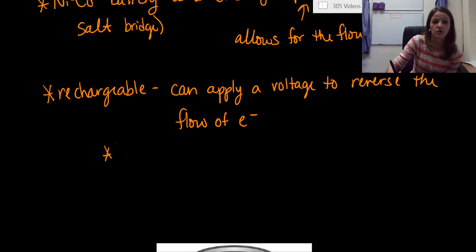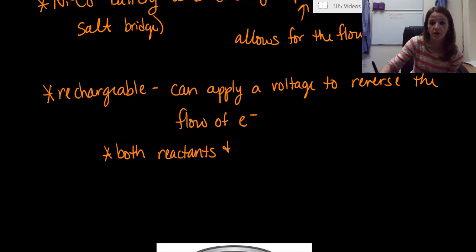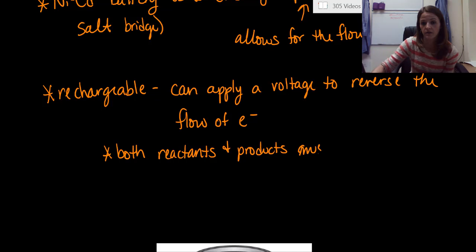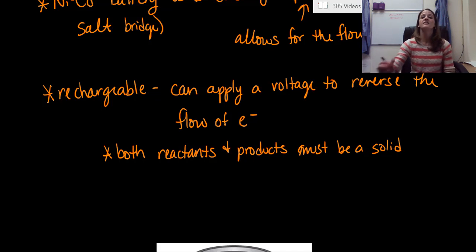The first one is that both reactants and products must be a solid. This is a safety reason. We do not want something like liquid cadmium just floating around out there for a non-chemist or a non-scientist to somehow get that battery juice on their arm, and it would burn and be toxic, so it'd be really, really bad. So just for safety of all human beings that could possibly be using this battery, we want to make sure that our reactants and products are in the solid state.